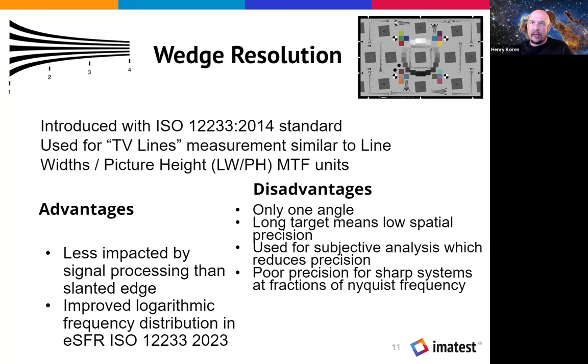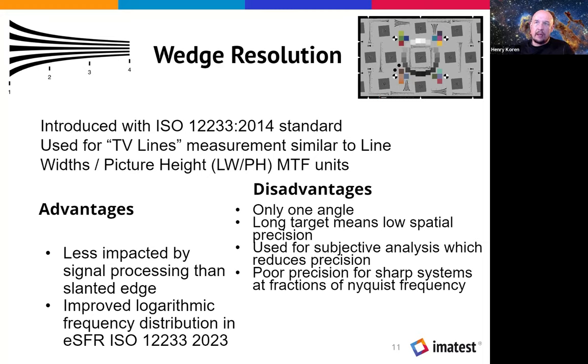Another disadvantage is that it is only one angle, like the slanted edge. The large target size means low spatial precision. One end of the wedge may start in one portion of your field and end in another, so it's a rough measure of where that MTF loss is happening. It is often used for subjective analysis, which can be problematic compared to objective analysis.